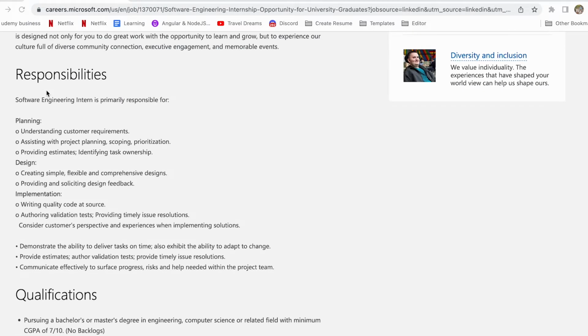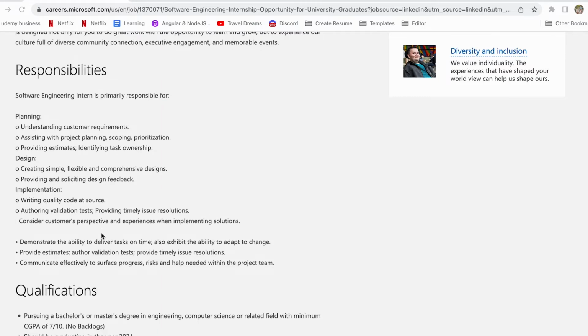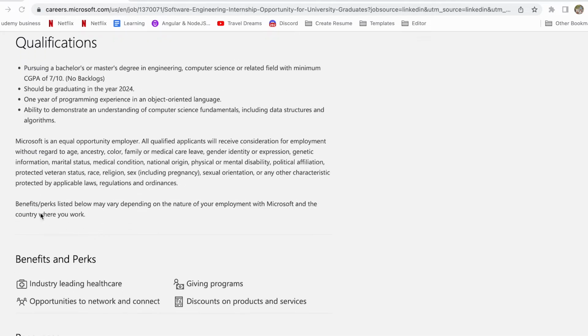These will be the responsibilities that you are going to have if you work as an intern, which you can go through. And these are the perks that you will have: industry-leading healthcare, giving programs, opportunities to network and connect, and discounts on products and services.